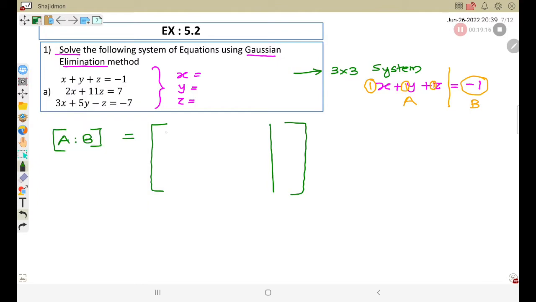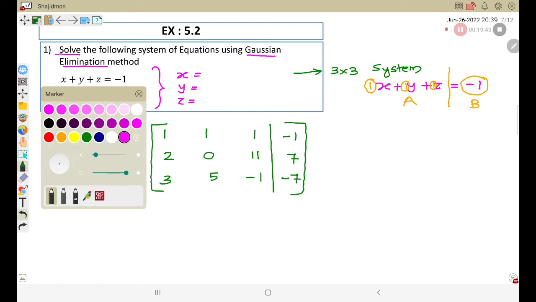First row, first equation: x has 1, y has 1, z has 1, right side number minus 1. Same way, second equation: x has 2, there is no y, so we write 0, z has 11, right side number 7. Now the third equation: x has 3, y has 5, z has minus 1, right side number minus 7. So this matrix is the augmented matrix, the AB matrix.